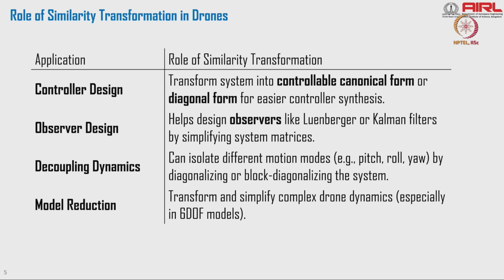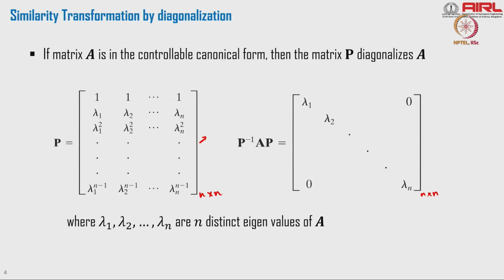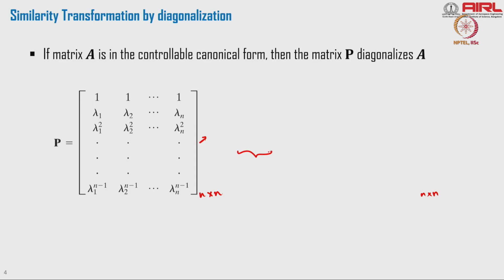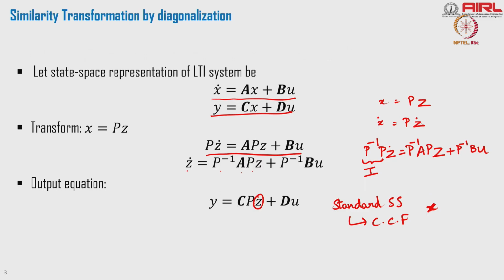Controller design basically means we want to design a controller to control our system, and similarity transformation helps a lot in that. And it also helps in designing observers like the Luenberger observer or Kalman filter. These are just state estimators, and similarity transformation helps in simplifying the system matrices. Simplification happens in the form of getting a diagonal matrix as your state matrix. Look at this, P inverse AP is a diagonal matrix, and if we notice here, our new state matrix will be a diagonal matrix, and this helps simplify a lot of calculations.